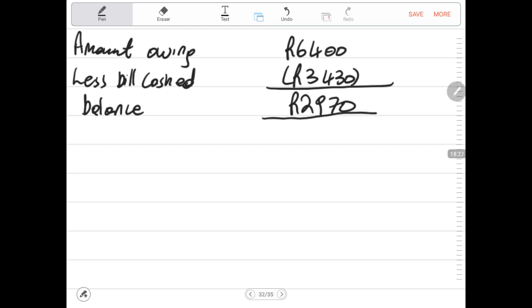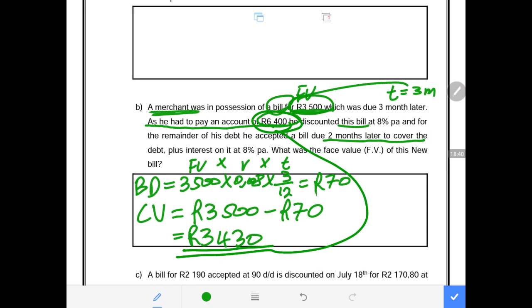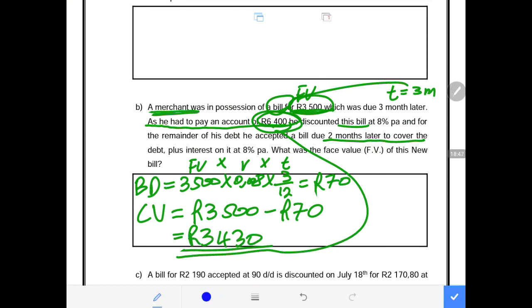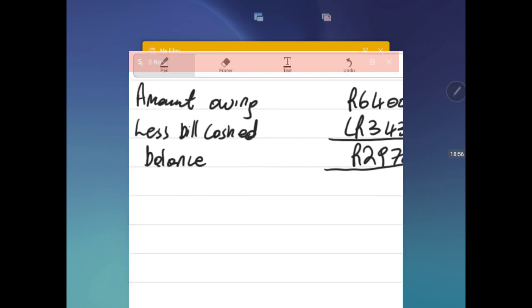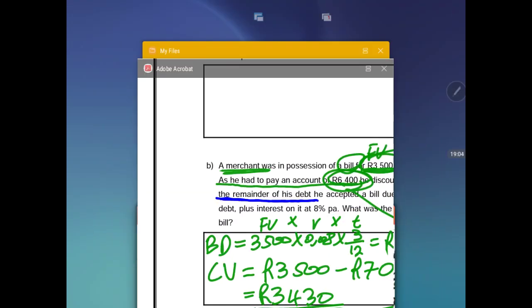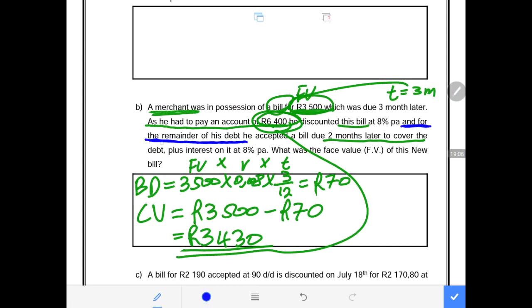Now what is the question? The question says for the remainder of the bill. What did he do for the remainder of the bill? And says, and for the remainder of his debt, sorry, not a bill, for the remainder of his debt. How much is his debt? His debt currently is 2,970. How did he get the amount to pay the 2,970? It says for the remainder of his debt, he accepts a bill that is due 2 months later.